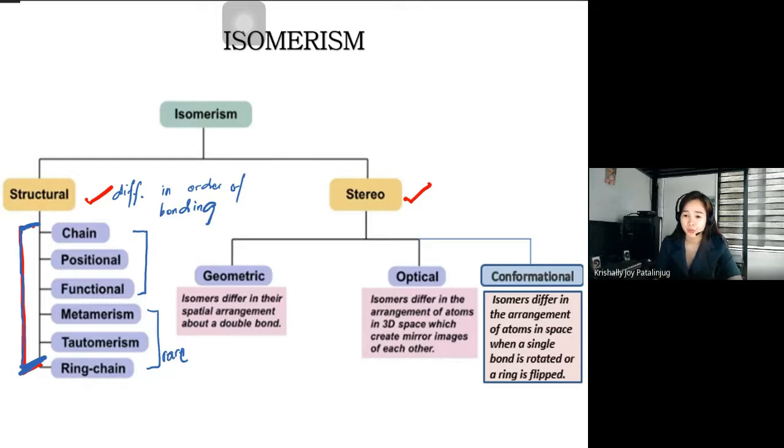Do not worry with the drawing. I will not let you draw the isomers of this formula. What are the isomers that we could obtain with this formula, C4H12? You don't have to draw it. For the assessments that involve isomerism, all the structures and the names of the molecules will be given. You just have to identify the type of isomerism. Okay, so yan lang yung imamaster nyo for this topic.